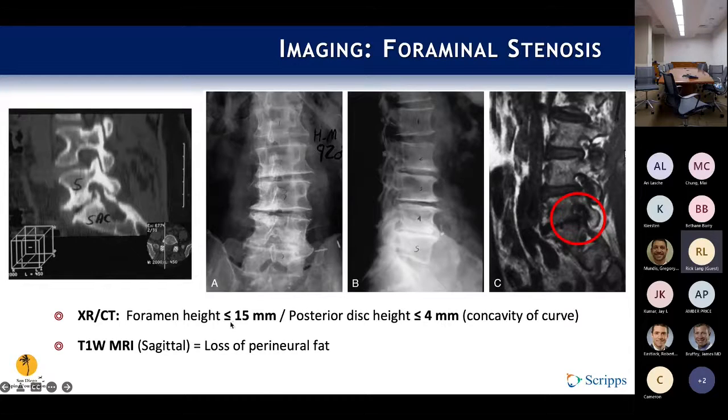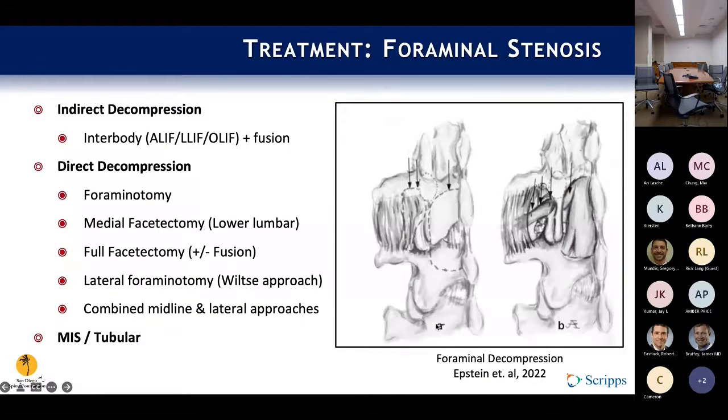The key here, looking at these two numbers, sets the stage for why interbody will help to improve the foraminal height, because we can increase both foraminal height and our posterior disc height. Treatment options are indirect or direct decompression. We'll get into this in the next couple of slides and show some of the data, but for indirect decompression, generally, an interbody, a variety of different flavors, plus a fusion.